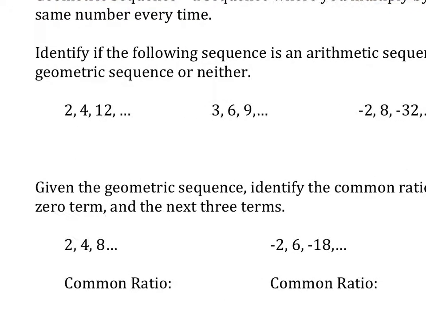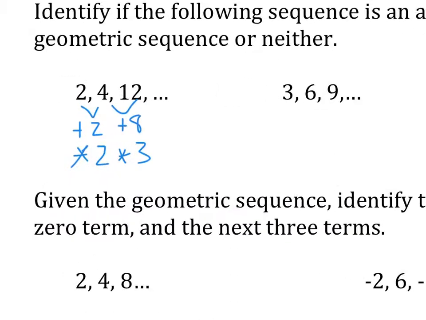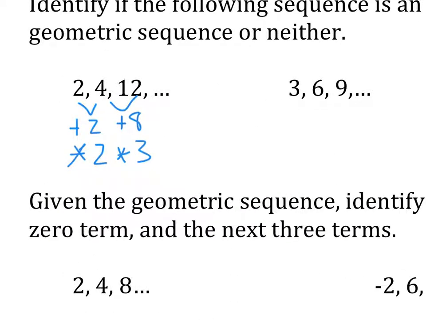Okay, let's look at this first one. We have 2, 4, and 12. Well, 2 to 4, that's either adding 2 or multiplying by 2. So we could say this is plus 2 or times 2. And then from 4 to 12, that's either plus 8 or times 3. Neither of those are the same, right? They're not multiplying by the same number or adding the same number. So this is going to be neither.